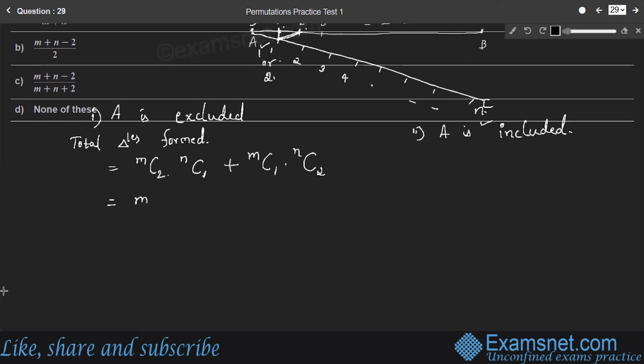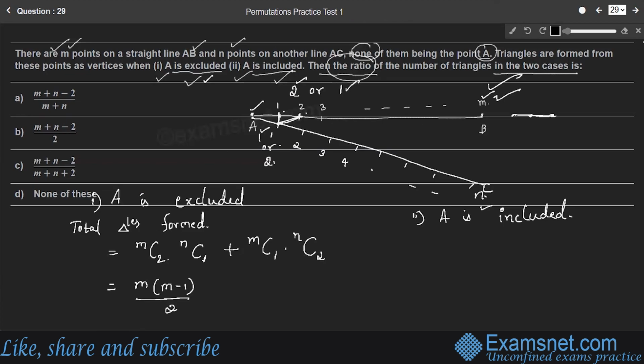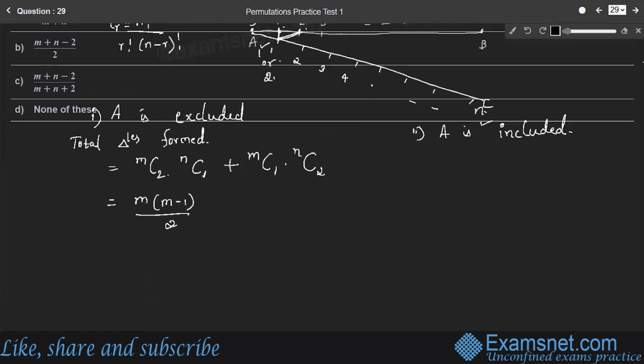Simplify it. MC2 is m into m minus 1 divided by 2. Since we are using the formula of NCR here, right? Factorial n divided by r factorial into n minus r factorial, right? So here MC2 on simplification, you will get m into m minus 1 divided by 2. And NC1 is nothing but n itself, right? So plus MC1 is m itself, NC2 is n into n minus 1 by 2. On simplification, we'll have m into n by 2 into m plus n minus 2.